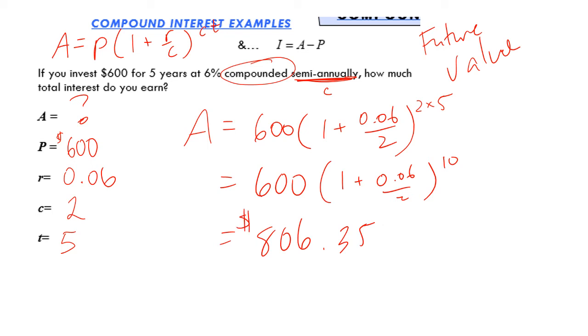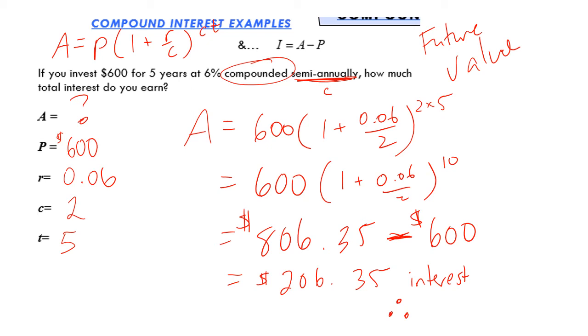We want to know how much interest we earned. So what should we do? Well, we're going to subtract how much money of our own we put in. And if you remember, we put in $600 to start. So if we do that simple subtraction, we know that we earned $206.35 in interest. And there's our example for future value with compound interest.